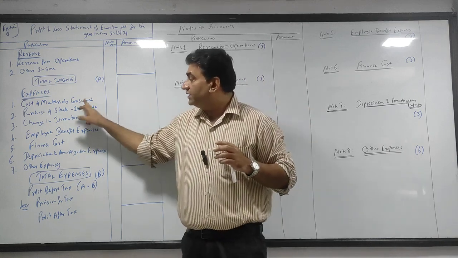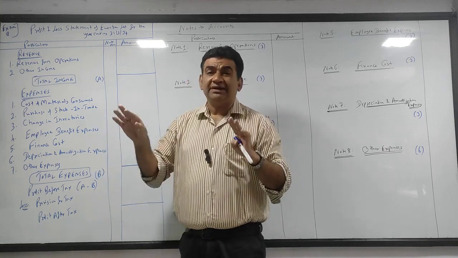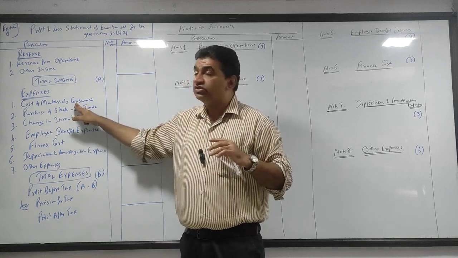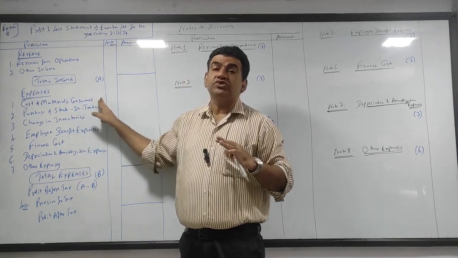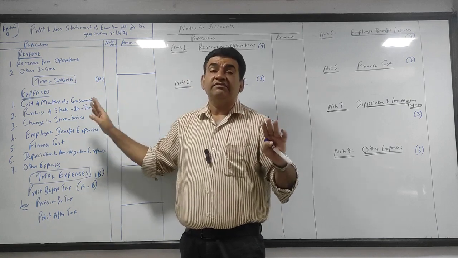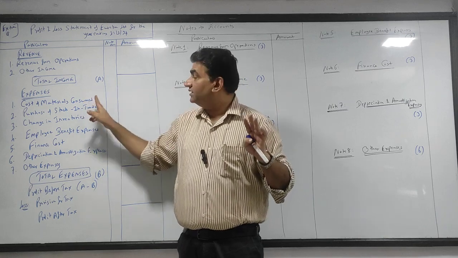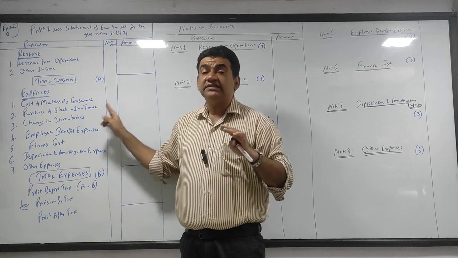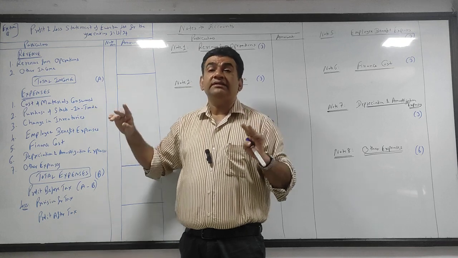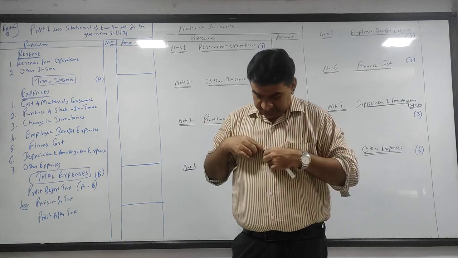So this head, cost of material consumed, because this is the first time I am writing it here, there are hardly one or two sums. In fact, I don't think there are any sums in your syllabus where they give you the breakup of cost of material consumed. Mostly they will give you straight away the amount. So 99% this will remain blank, or if not, they will give you the amount.